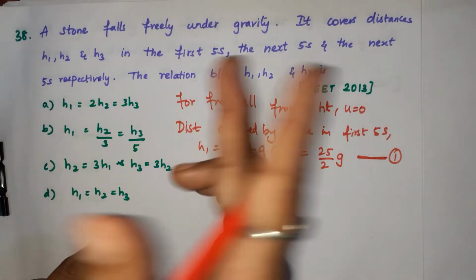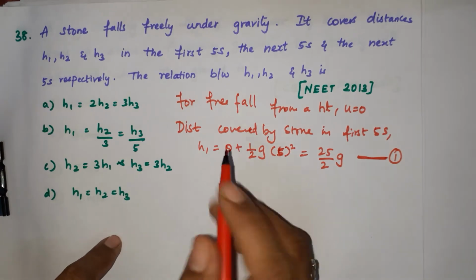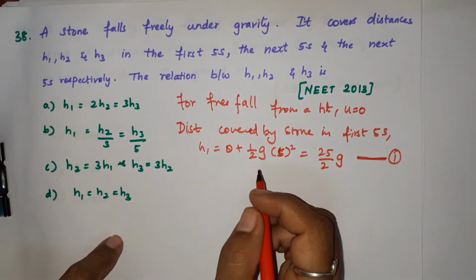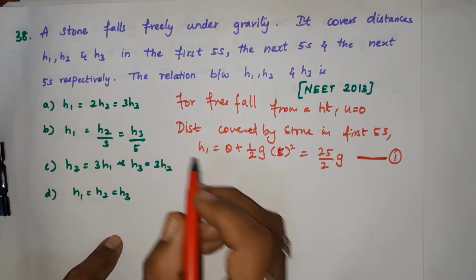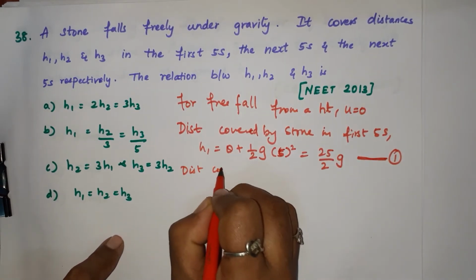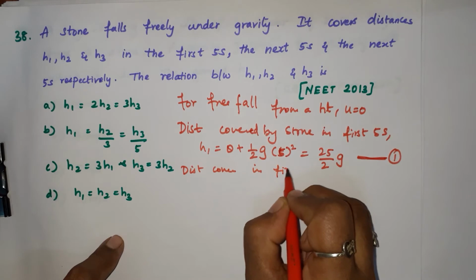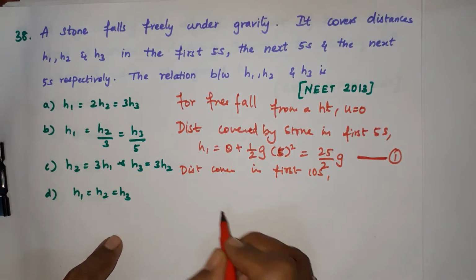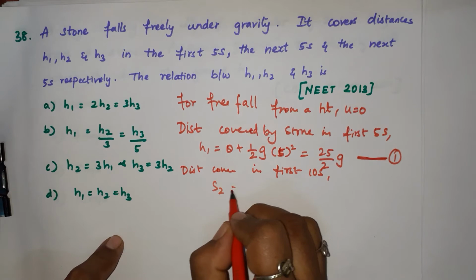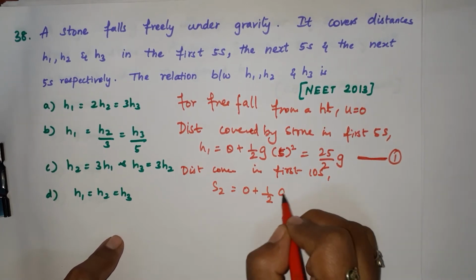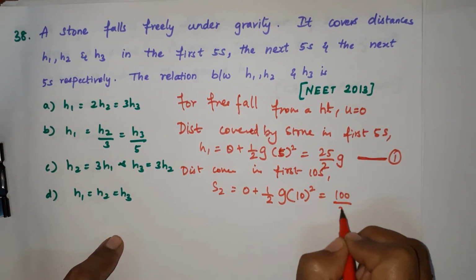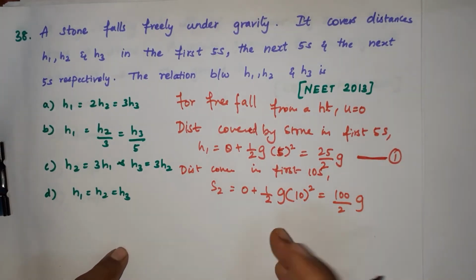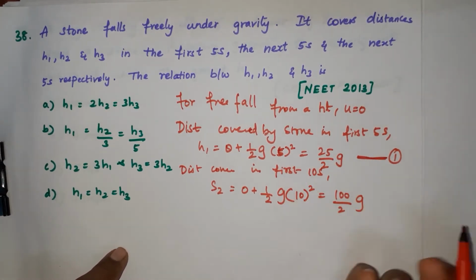And second equation, distance covered in the first 10 seconds. So in the case of first 10 seconds, we can take that S2 is equal to 0 plus half g times 10 squared, which gives 100 by 2g, right? First we found for 5 seconds and then for first 10 seconds.